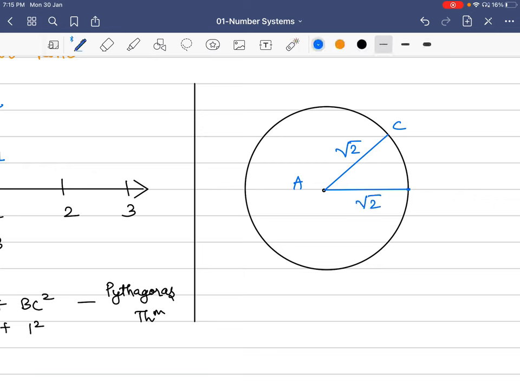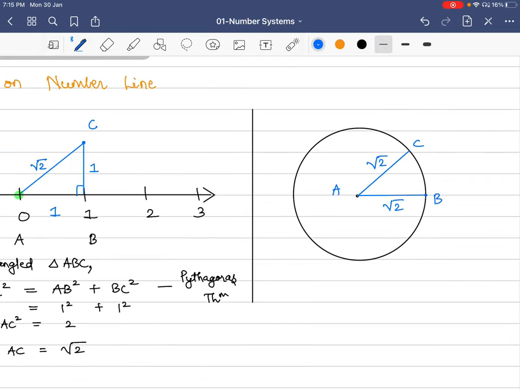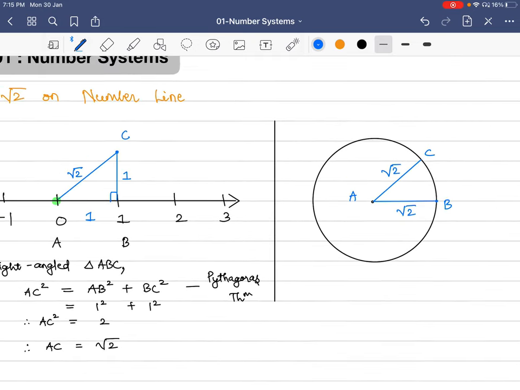Let's say this point is our point B. So this is the exact same thing happening here. This is our A, this is our C with the length root 2. All I'm going to do is draw a circle, and that circle will touch somewhere here. So this B is incorrect. Let's not use B here, that might be confusing.